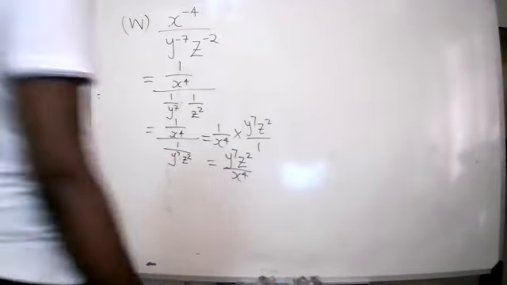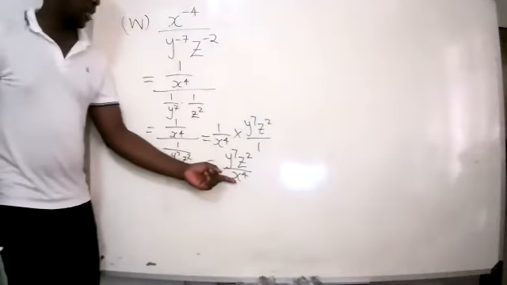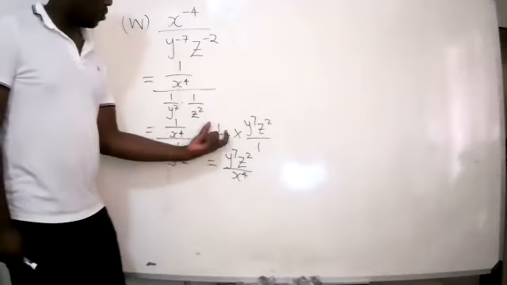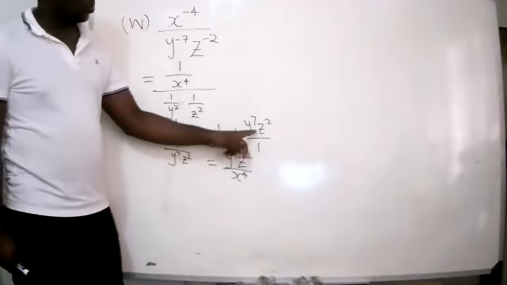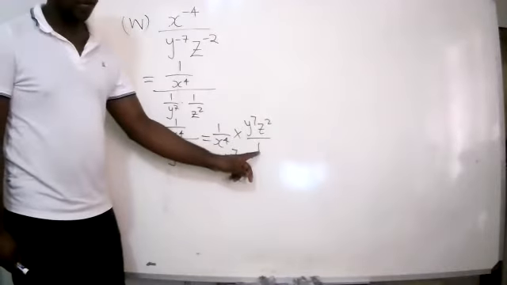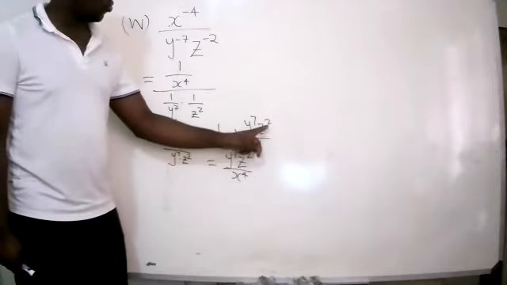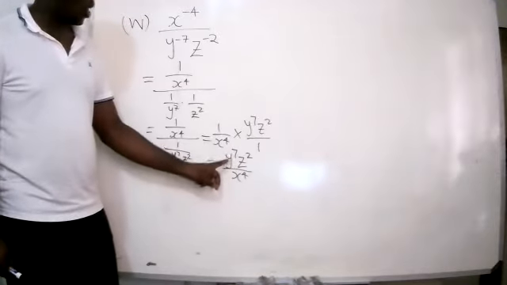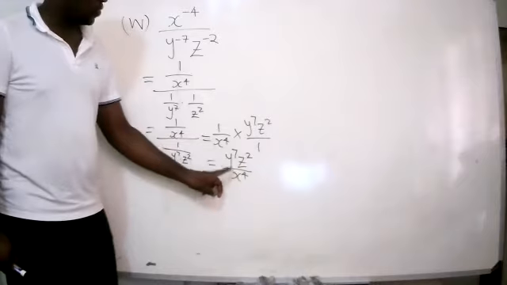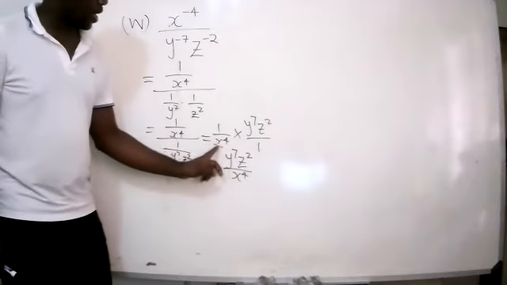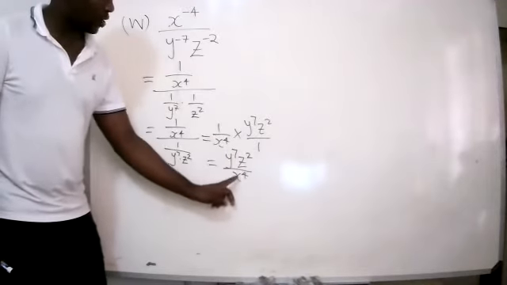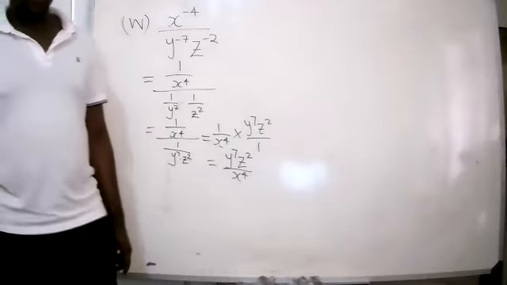All right. I was explaining the last step that we are now safe to multiply the numerator with numerator and the denominator with denominator. So in this case, we're going to multiply 1 with y to the 7, z to the 2. We obtain y to the 7, z to the 2, divided by. Then when we multiply x to the 4 with 1, we obtain x to the 4.